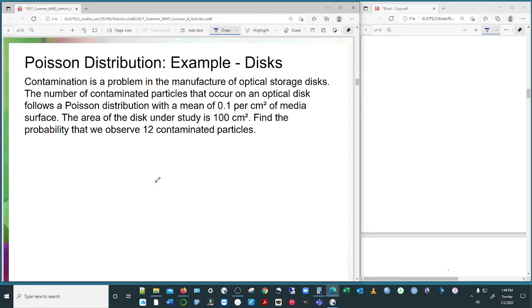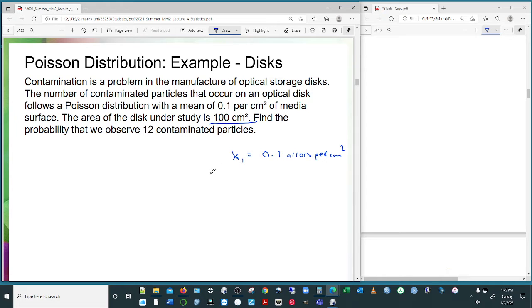Alright, so contamination is a problem in the manufacture of optical storage discs. The number of contaminated particles that occur on the optical disc follows a Poisson distribution with a mean of 0.1 per centimetre. So the Poisson distribution is 0.1 errors; particles on the disc cause errors, so errors per centimetre squared. The area of the disc under study is 100, so we're going to have to redo it straight away.